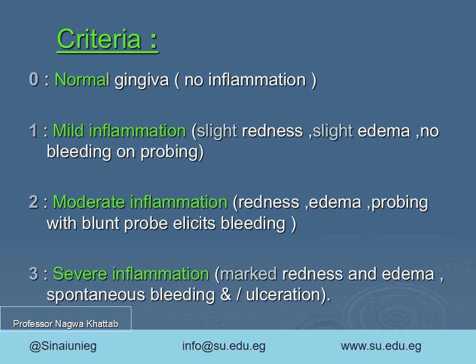To make it easier, I will put the three words we mentioned, redness, edema, bleeding, in the three scores. Start with mild: I put beside it slight redness, slight edema and no bleeding on probing. For moderate, I remove slight completely: I have redness, I have edema, I have bleeding on probing. In severe inflammation I put marked redness and edema, meaning marked redness, marked edema, and there is spontaneous bleeding and ulceration.